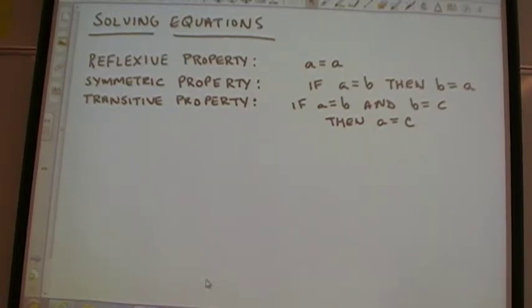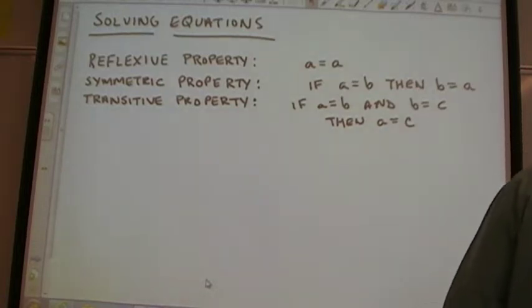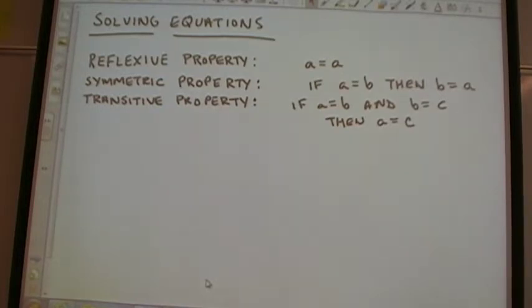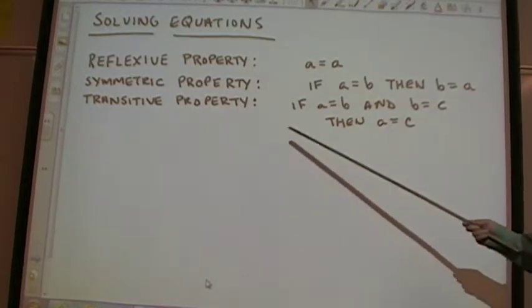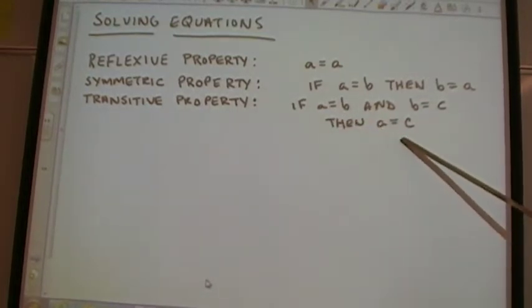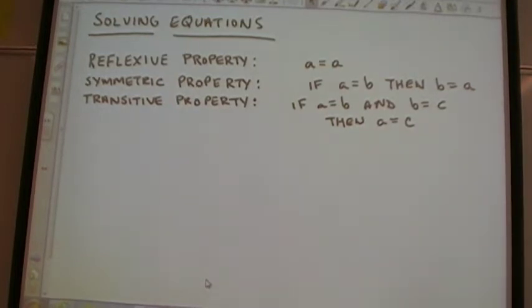Solving equations. Three properties that you learned last year in geometry. Reflexive property, symmetric, and transitive. This is probably the one you saw most last year, the transitive, when we were doing proofs.